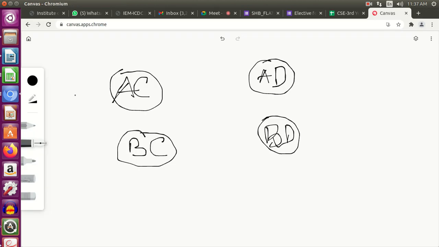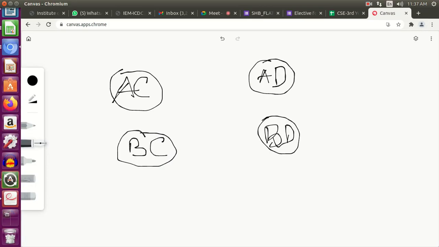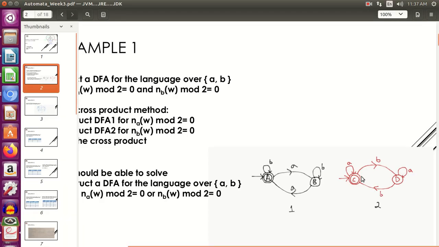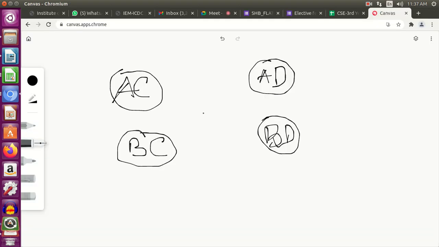Now see, for these two states, A is common. So ignore A. You please check the transition from C to D in the automata that you had. So C to D, I had a transition with B.